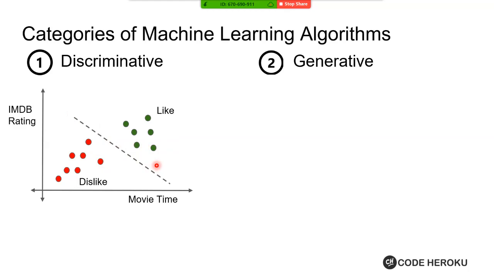Okay, so for discriminative algorithms, do we need a lot of data, or do we need less data?